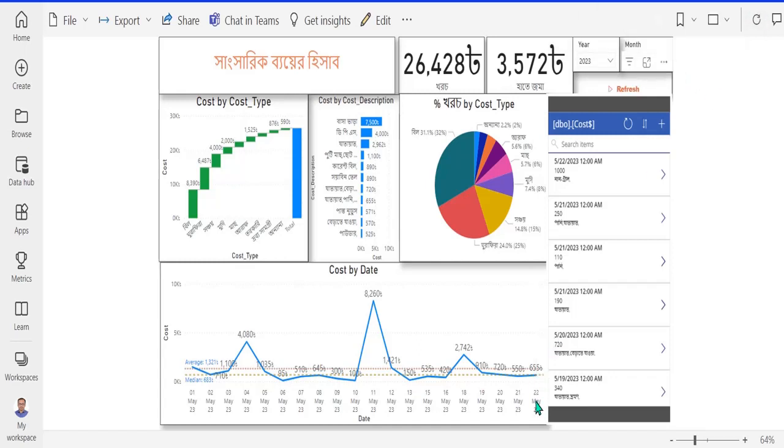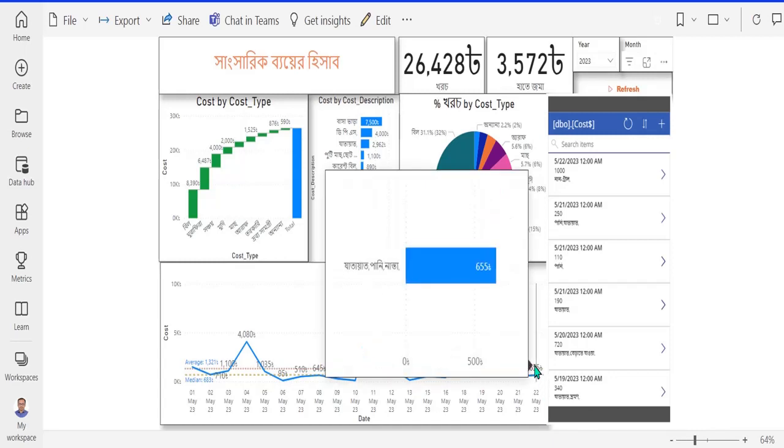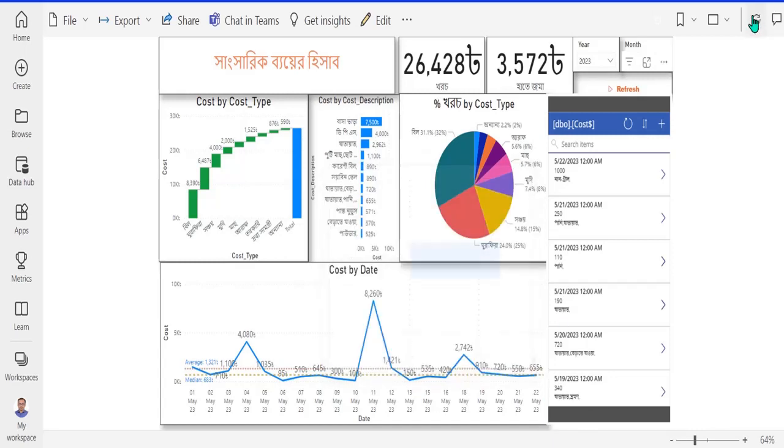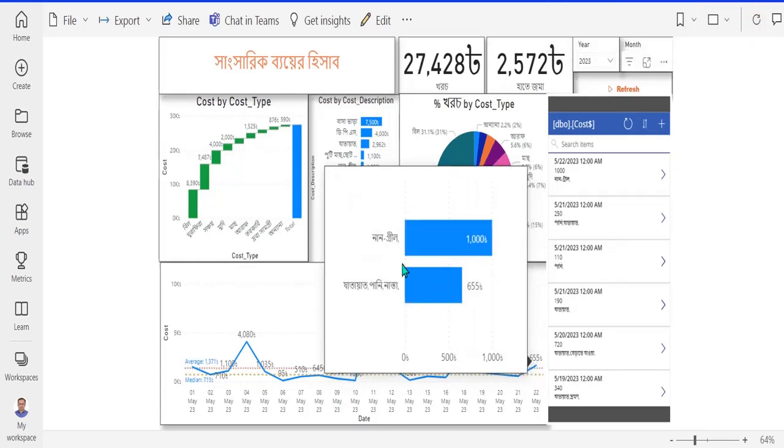Now in May 22 I have only one cost. After refresh, the cost was for non-grill also.